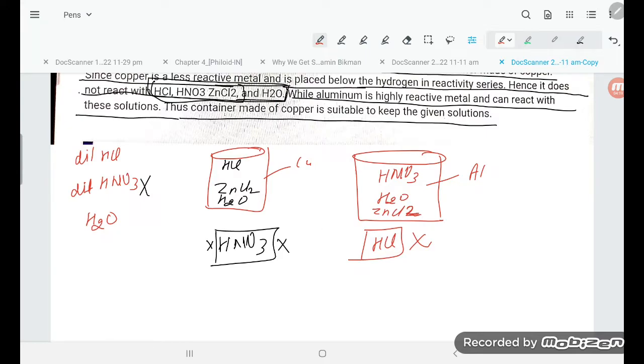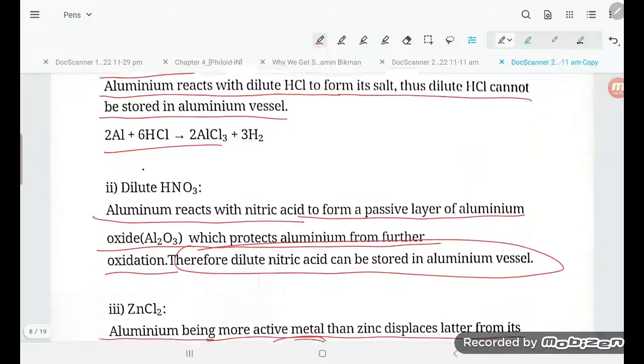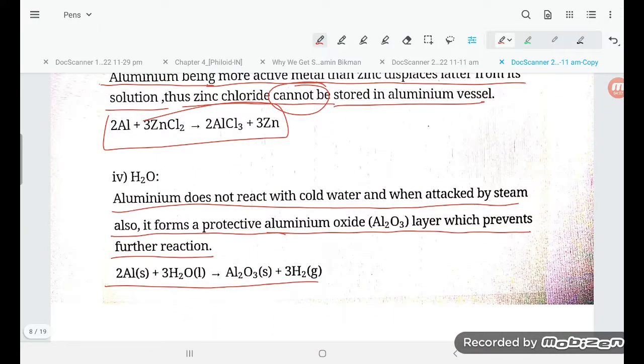So keep in mind, students, where ZnCl2 is there and you are adding Al, it is going to react and AlCl3 will form and Zn will form. Okay, so you cannot use that one. So keep in mind, students, this is a quite tricky question.